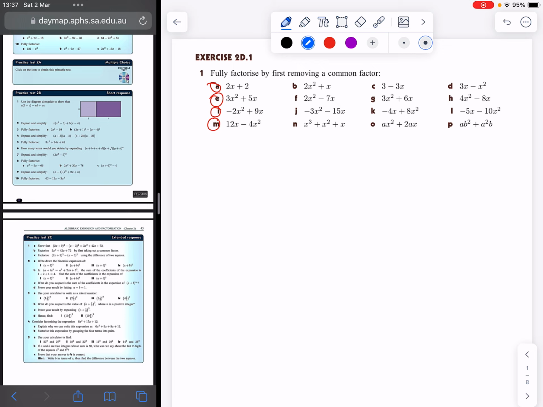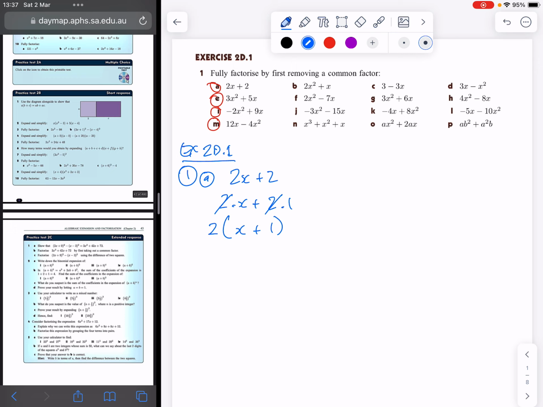So, Exercise 2D.1, question 1a, 2x plus 2. Written in factor form: the common factor is 2, which goes on the outside, and the remainder is x plus 1.